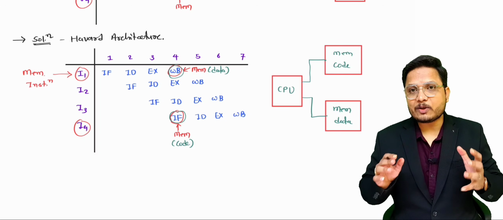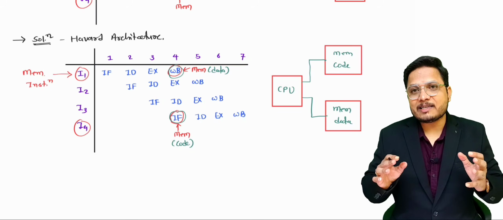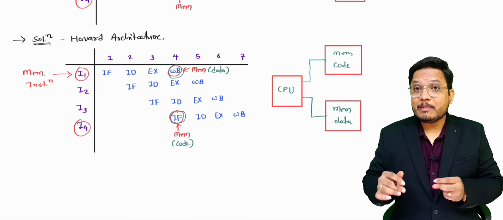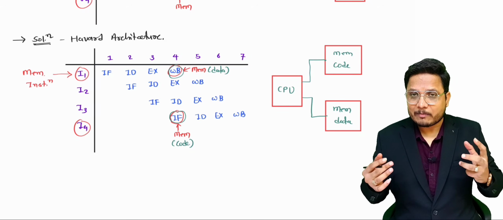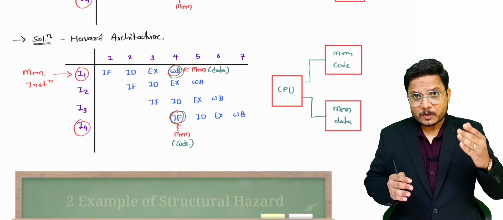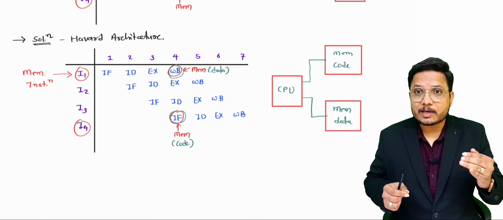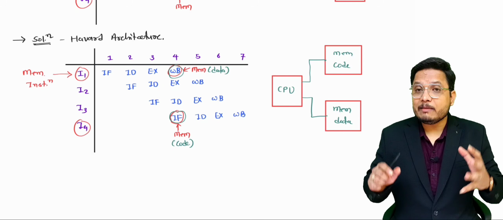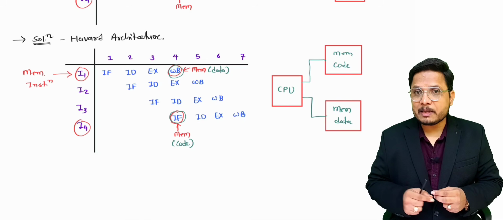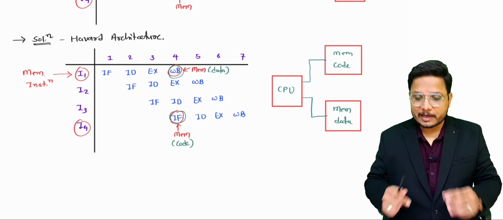Now my dear students, it is not only the memory where a structural hazard can occur. There can be other structural hazards as well. Like, if you have an instruction which takes multiple cycles for execution, then you will observe in pipelining there can be an issue. Let me explain that with an example so that it will give you more clarity.